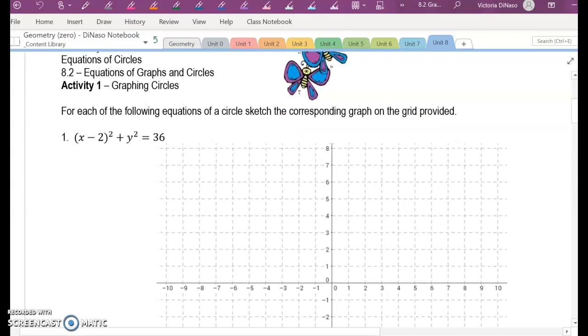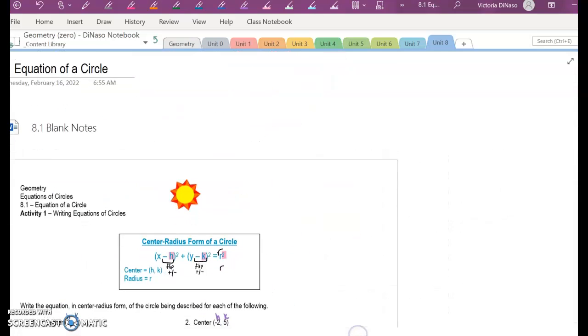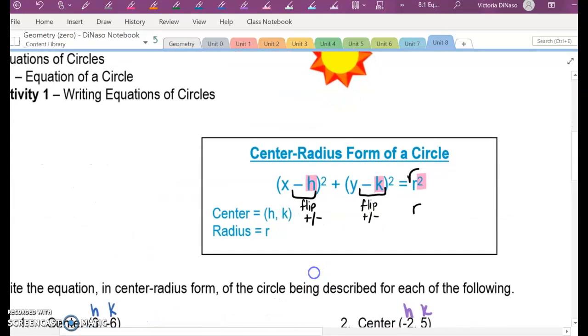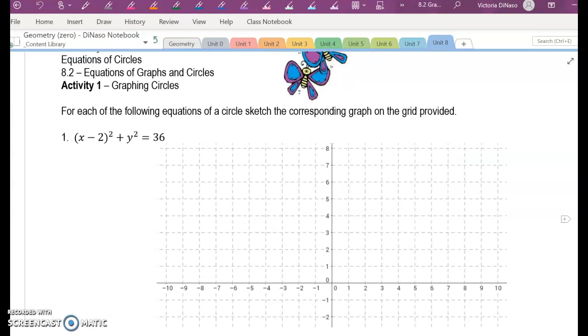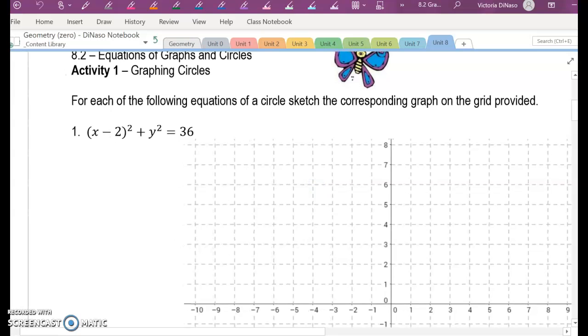So we have to think back of how this is written. We learned on day 1 how this is written in center radius form. Whenever we pull it out of the equation, remember we're flipping the center numbers, and for the radius, we have to square root it. So for today, we have to take out this number and then this number next to the y.